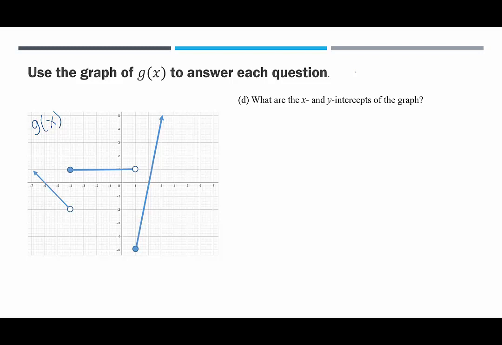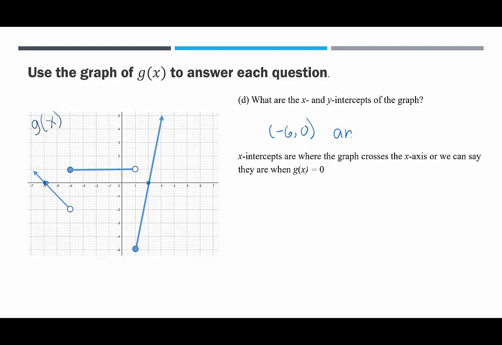And last but not least, what are the x and y intercepts of this graph? For this, again, we have to look at the graph. The x-intercepts are where the graph crosses the x-axis, or we can say it's where g of x is equal to 0. So that would be here. Here's a point that's on the x-axis. That would be -6, 0. Any x-intercept will have that y-coordinate of 0. And looking at the x-axis, here's another x-intercept at 2. So we have two x-intercepts, -6 and 2.